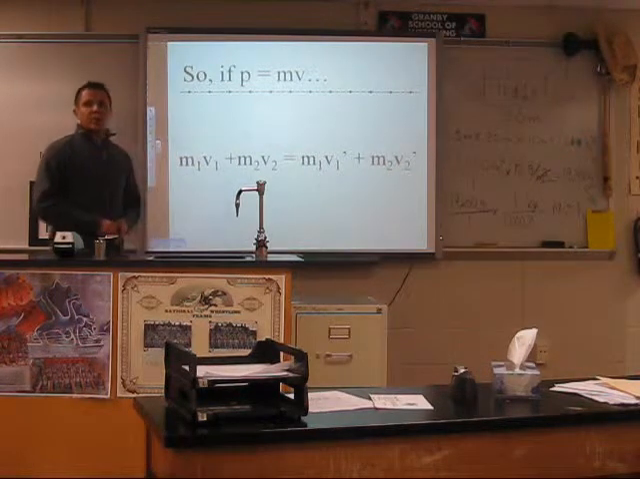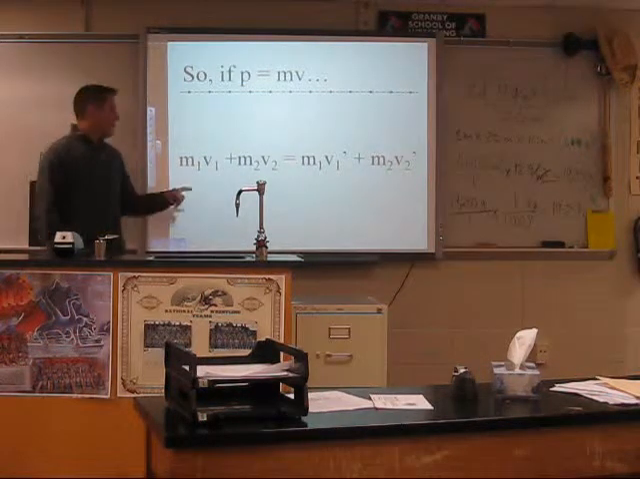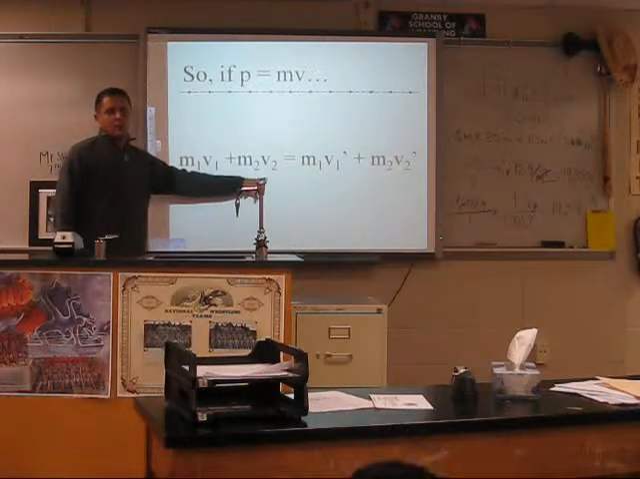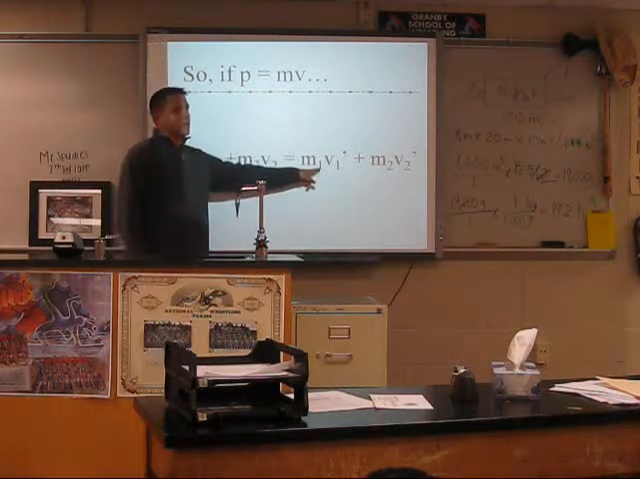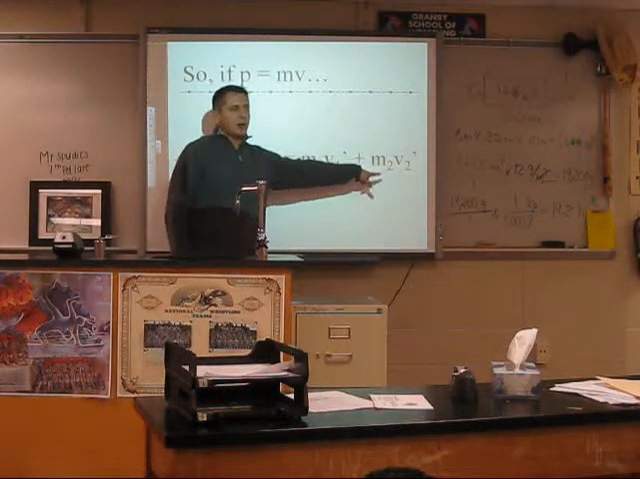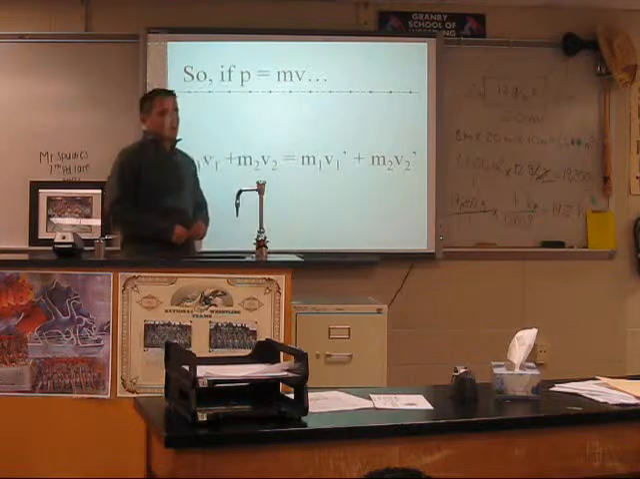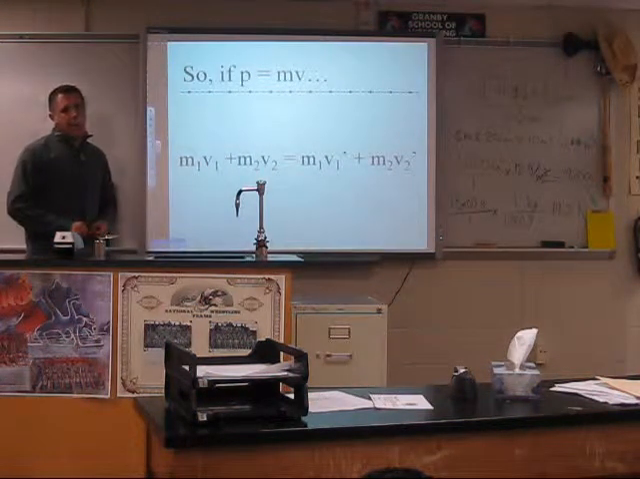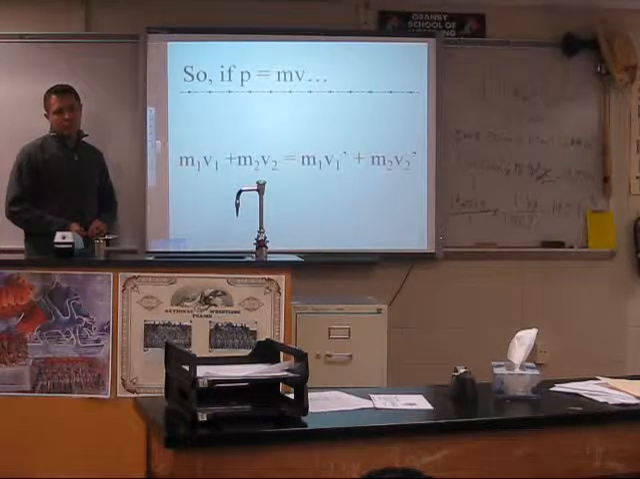Here's the actual equation you would use. Mass times velocity 1 plus mass times velocity 2 will equal mass times velocity 1 after he collides plus mass times velocity 2 after he collides. It looks ugly, but it won't be as bad as you think. Did we write that down? Please. Yes. Let me write this down.